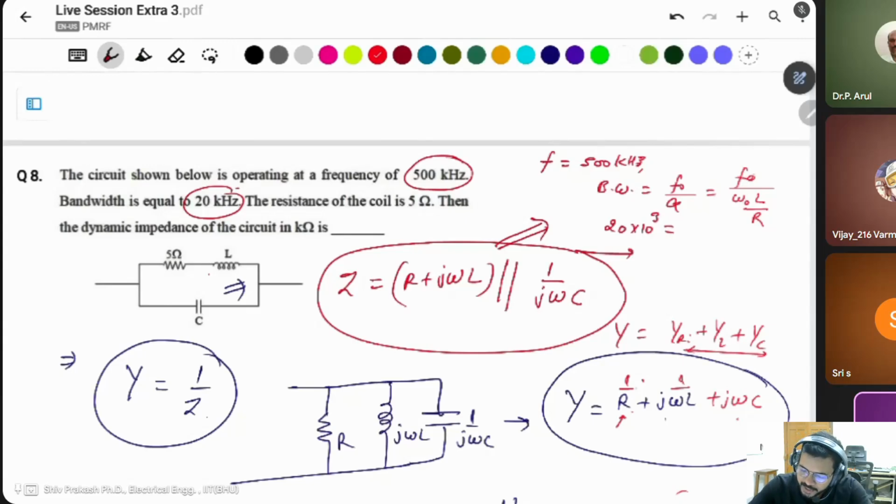Here f naught cancels out. This will be R, because omega is 2 pi f, only 2 pi L is there. The R value is also given as 5 ohm. Put the value of 5 ohm. Then what is the L value? 5 divided by 2 pi into 20 into 10 to the power of 3. If you solve this, the value of L will be 39.8 microhenry.